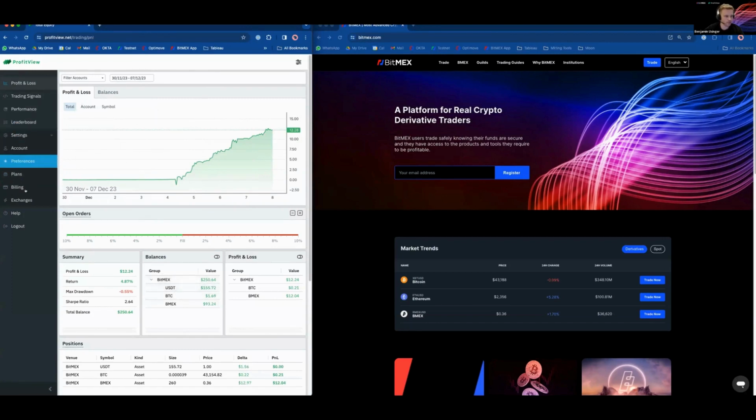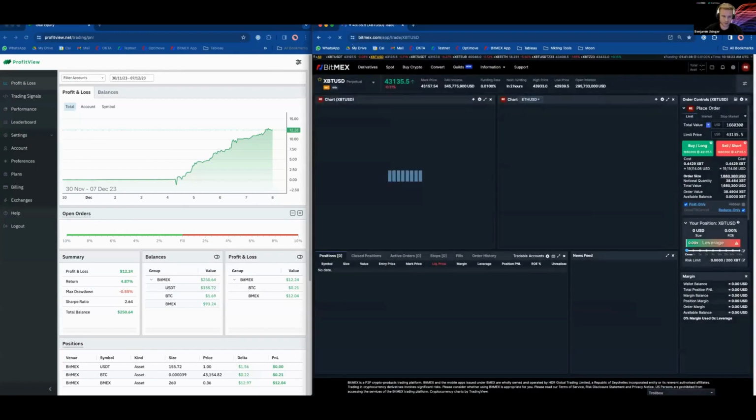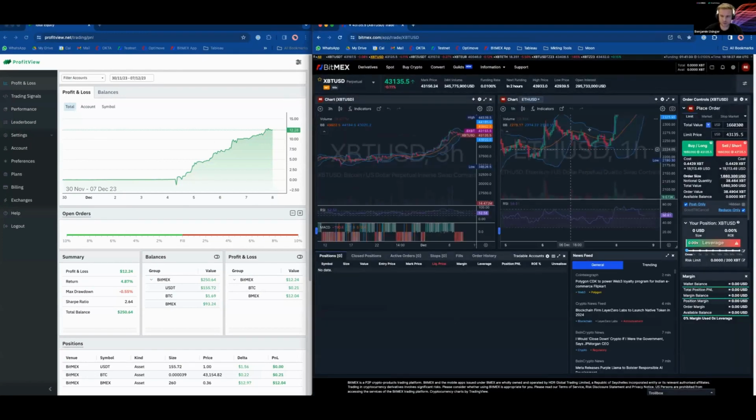I just want to make sure that you know how to get ProfitView set up so that it's connected to BitMEX, which brings me to the other side, bitmex.com. Once you have created your account, obviously you want to go and trade derivatives. This is how my start screen looks on BitMEX. I have already logged in.